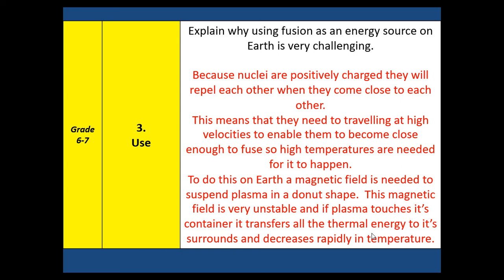To do this on Earth, a magnetic field is needed to suspend plasma in a donut shape. This magnetic field is very unstable. If the plasma touches the container, it rapidly cools down, transferring thermal energy, and then, of course, will dissipate, condense into gas and then a liquid.